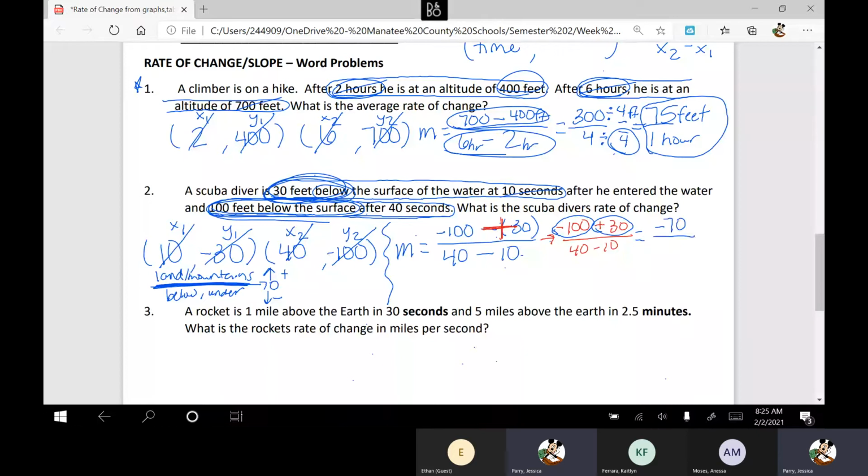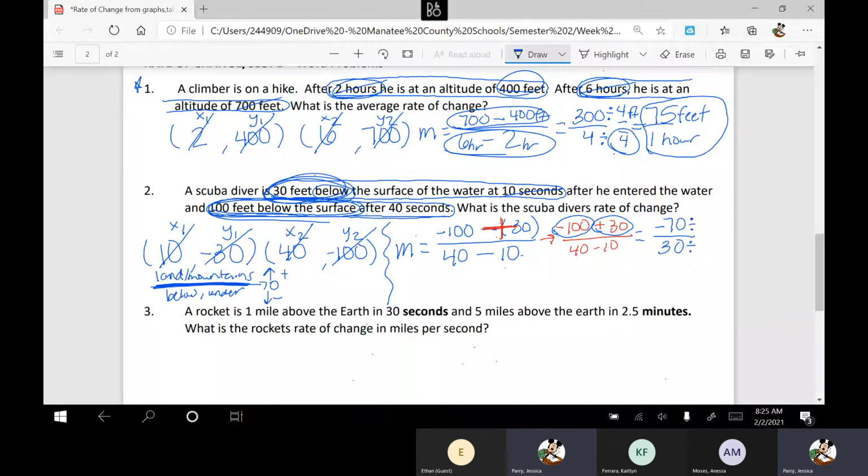Now we're going to put that over, and then we have 40 minus 10 is 30. Let's go ahead and reduce this fraction. If you can reduce it, always do that. Divide top and bottom by the same number. What can I divide both of these numbers by?